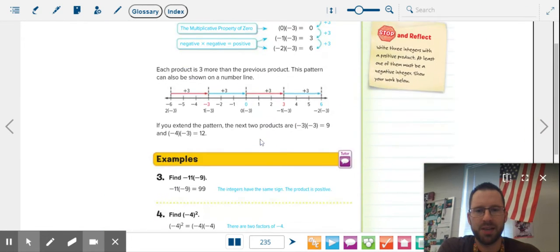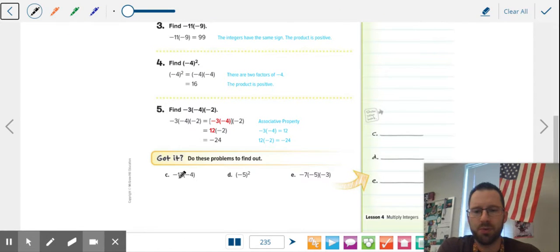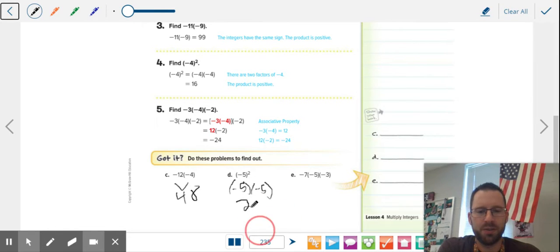Let's do a couple examples of that. So negative 12 times negative 4, 2 negatives makes it positive, 48. Now here we have an exponent. If you remember, exponents mean you're going to repeat your base that many times. So this really says negative 5 times negative 5, which is 25, because you have 2 negatives, makes your product positive. Now over here we have 3 negatives. We didn't talk about this yet, so let's work it through. We have 2 negatives makes that a positive, 35.